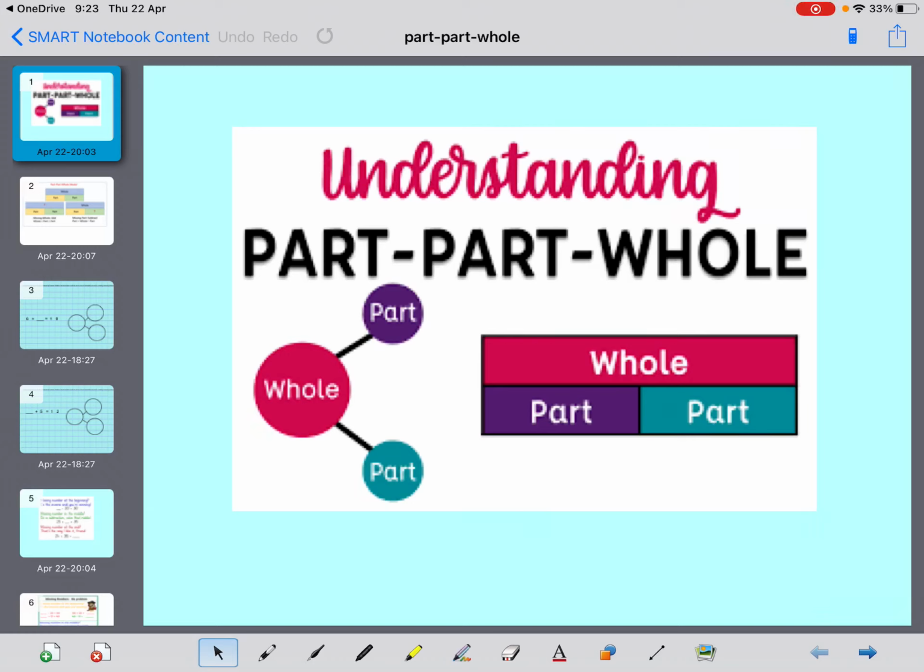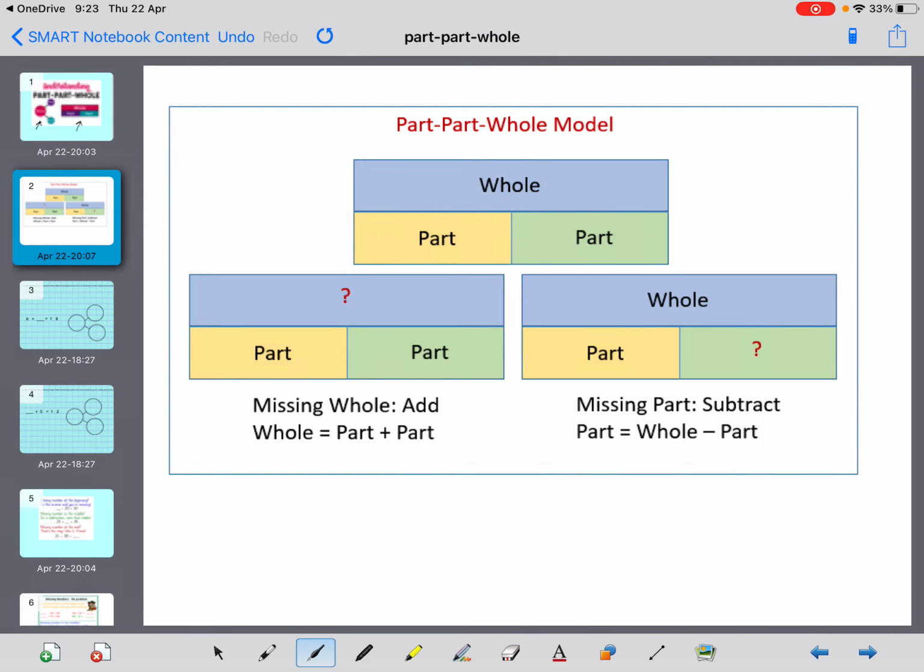Hi to parents and carers, this is a short video to help you understand what we mean when we say part, part, whole. You can see it represented in the picture here with circles or with bars or squares or rectangles. So a part, part, whole model, this is showing you with bars.